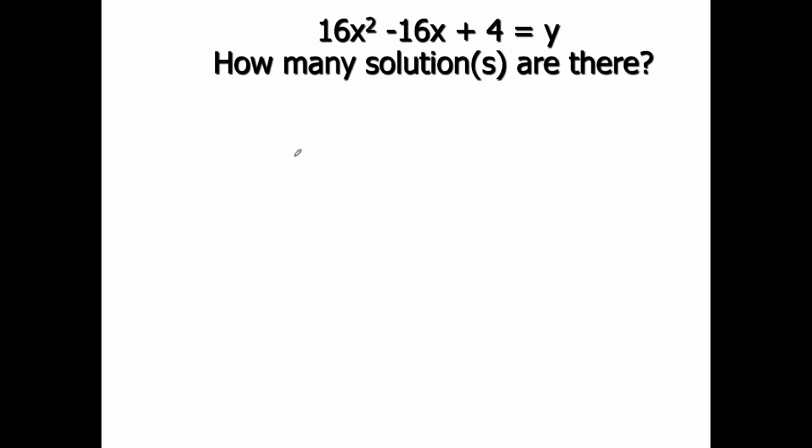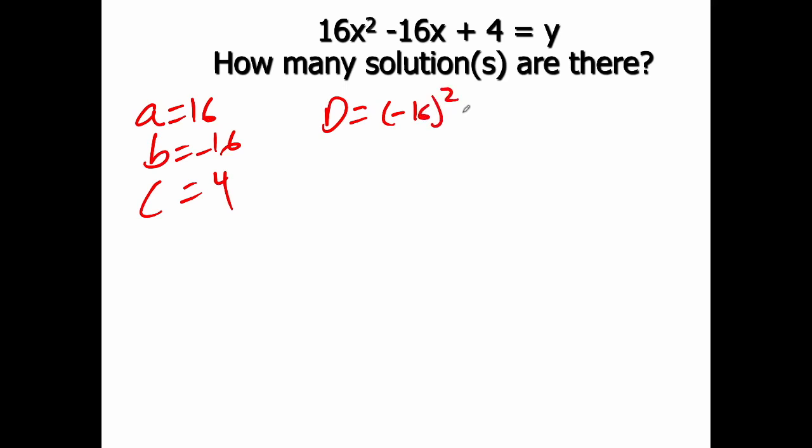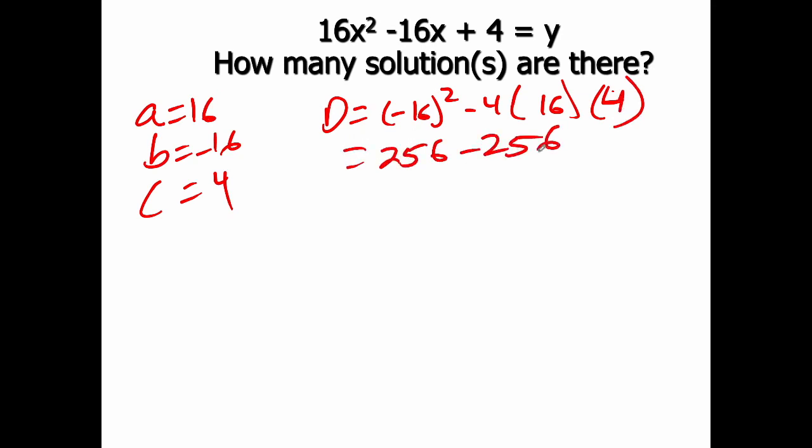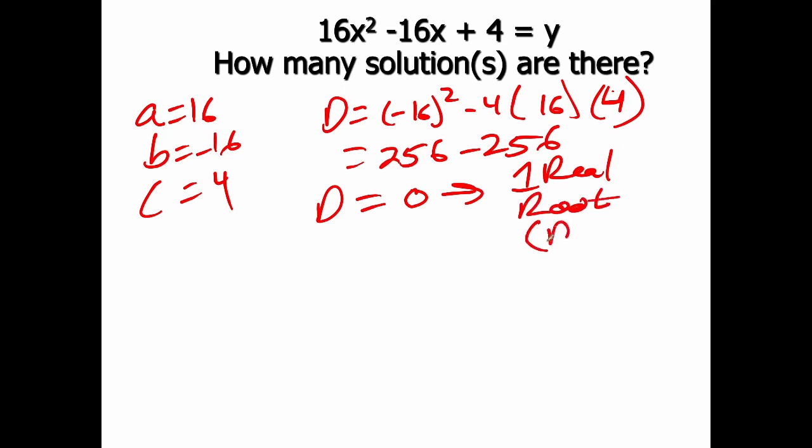Okay, here we go. Boy, if we just got two real roots and we just got two imaginary roots, I can't imagine what this one's going to be. A is 16, B is negative 16, C is 4. Let's find the roots. The discriminant is B squared minus 4AC, which is 256 minus 256, which is 0. That's going to be one real root, also known as a double root.